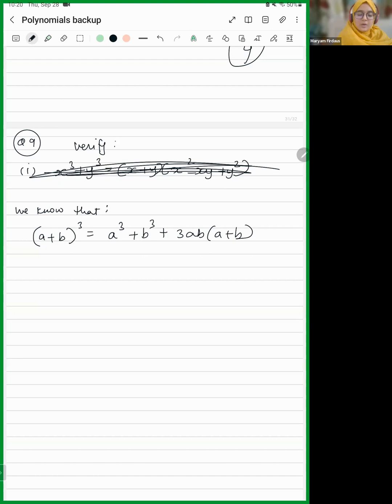Now all I am doing is replacing the a with x and the b with y. That's all we are doing. So x cube plus y cube is what? Sorry, x plus y whole cube.